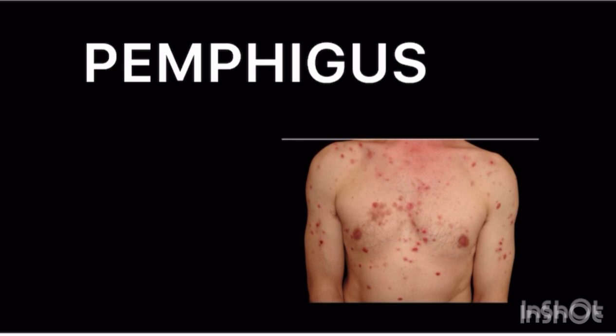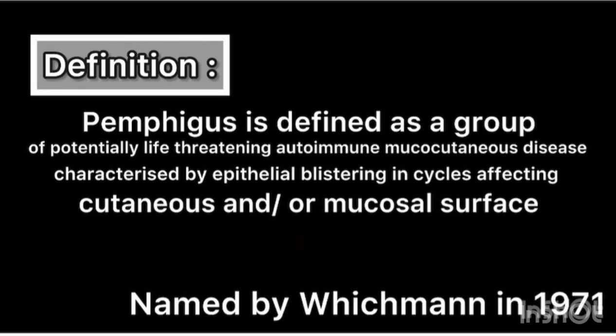So let's move ahead. It is defined as a group of potentially life-threatening autoimmune mucocutaneous diseases characterized by epithelial blistering in cycles affecting cutaneous or mucosal surface, and it was named by which man in 1971.